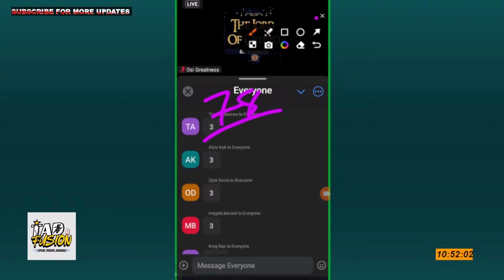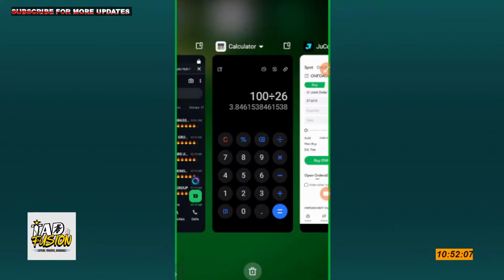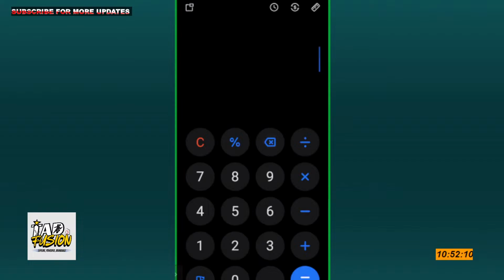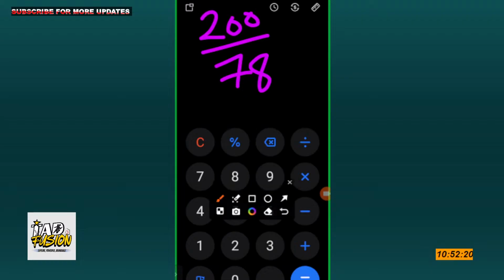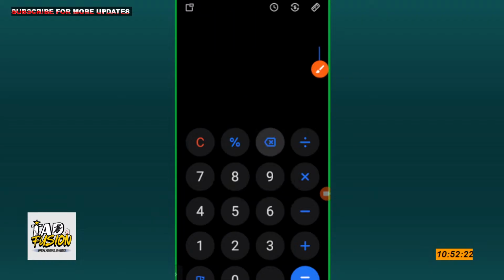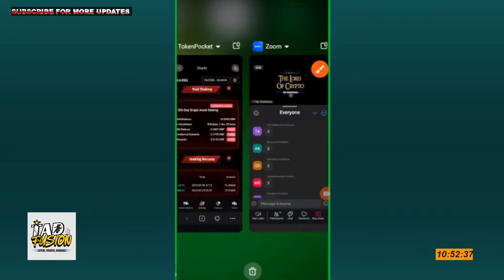For example, let me calculate for you. If you had $200 and you bought ONF at 78, how many ONF tokens would you get? That is 200 divided by 78. You get 2.5 ONF tokens.